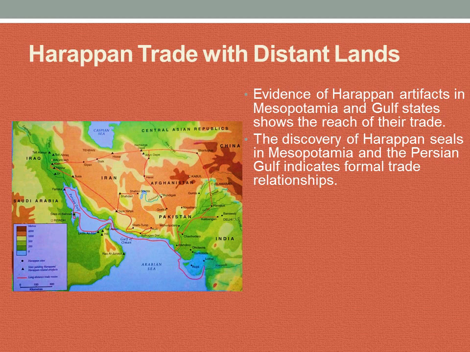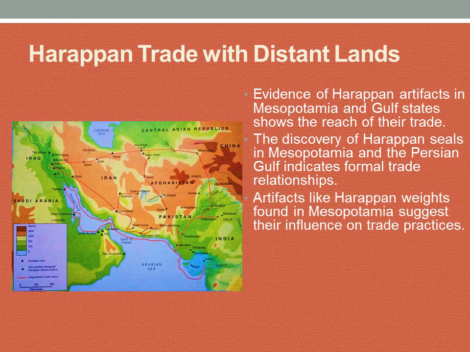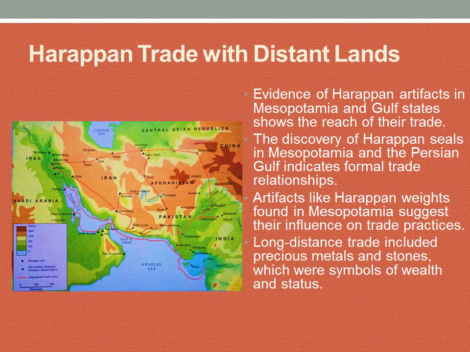The discovery of Harappan seals in Mesopotamia and the Persian Gulf indicates formal trade relationship. So there was formal trade relationship between the sites of Indus Valley and that of Mesopotamia and Persian Gulf. Artifacts like Harappan weights are found in Mesopotamia, which suggest their influence on trading practices and also the management capability of the people in both the civilizations.